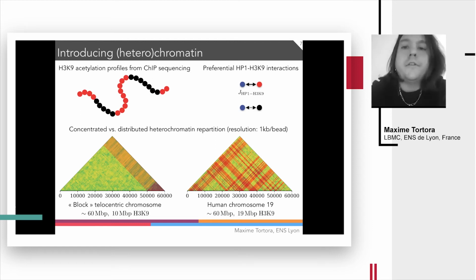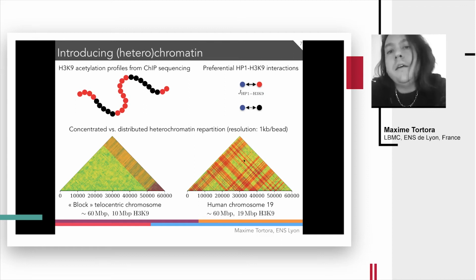So for now, we'll be focusing on two simple test cases. First, an idealized stereocentric chromosome, in which all of the heterochromatin is concentrated at one extremity, and then a more realistic representation of human chromosome 19, with a detailed H3K9 distribution obtained from ChIP-seq.